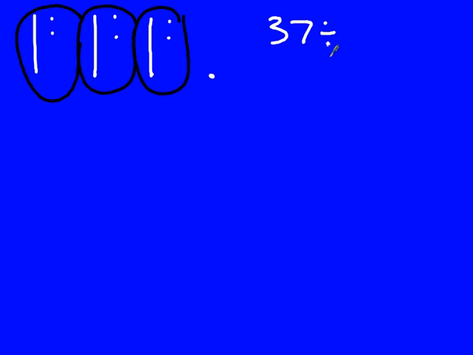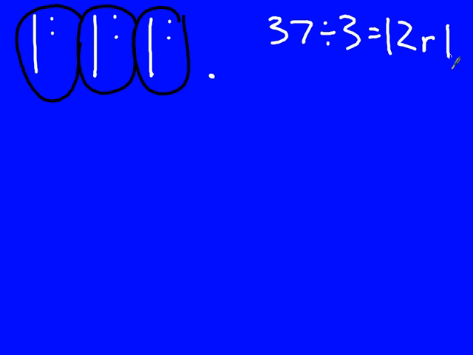How many groups am I putting it into? 3. How many are in each group? 12. But guess what? I have this 1 out here. Who knows what we call that? A remainder. So we have 12, remainder 1, because there's this 1 that doesn't fit into a group. Nobody liked it. It's just left out by itself.